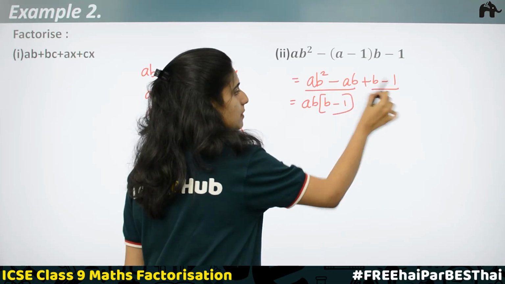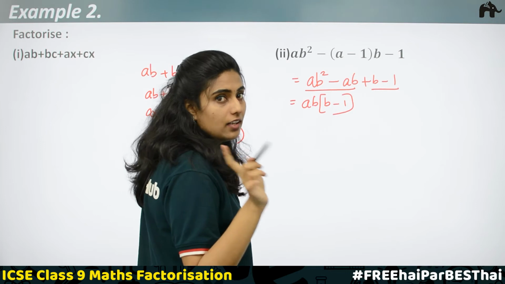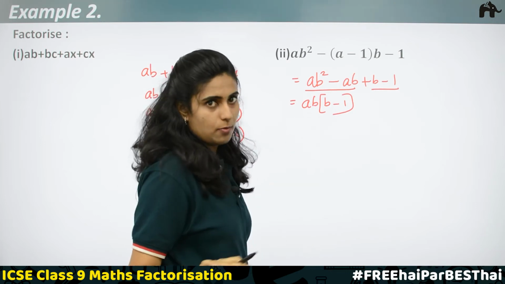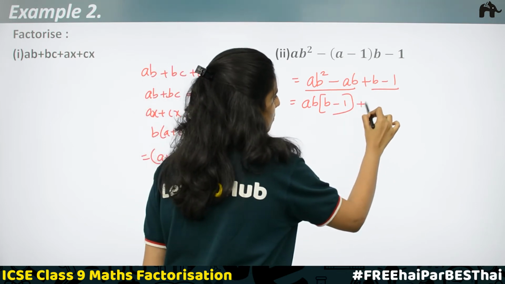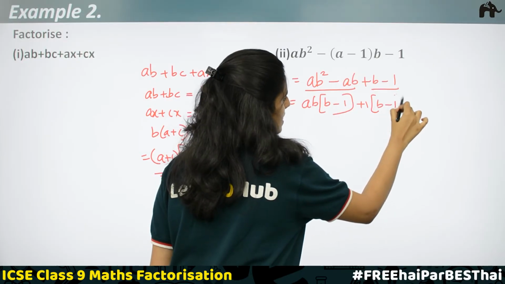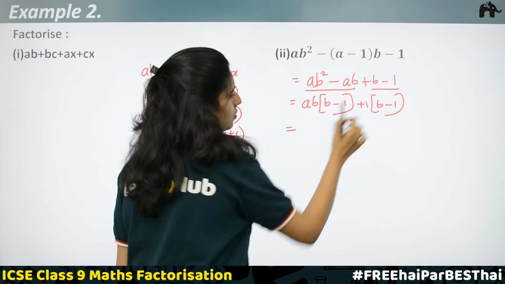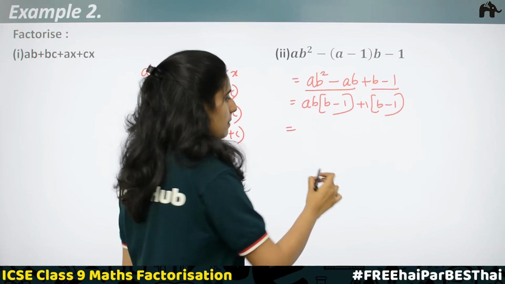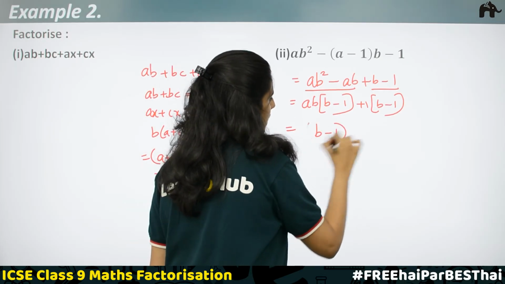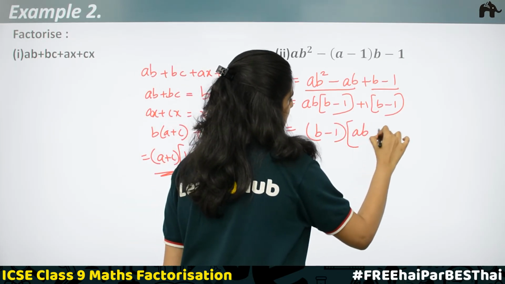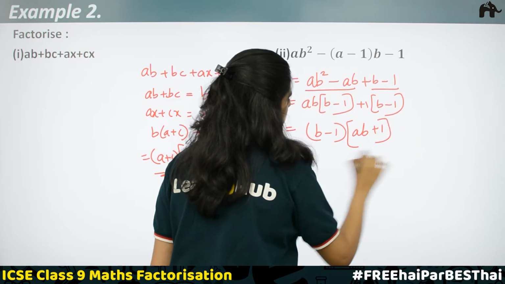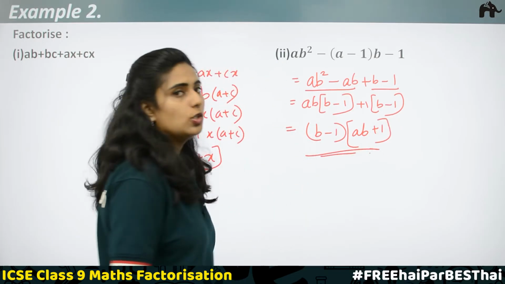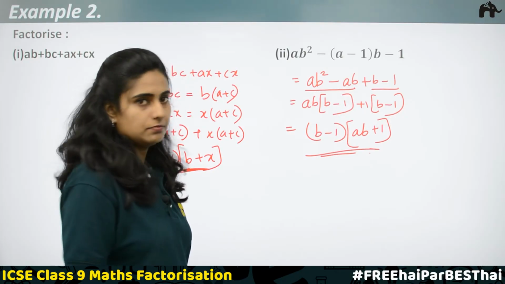Okay, here we have b minus 1. So what is a common factor? Except 1, there is no other common factor. So 1 is taken out. Plus 1 into b minus 1, which is equal to, now take out the common factor. b minus 1 is common. Taking out b minus 1, remaining ab plus 1. So this is the answer: b minus 1 into ab plus 1.